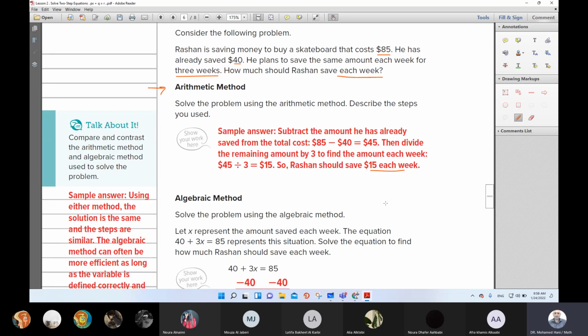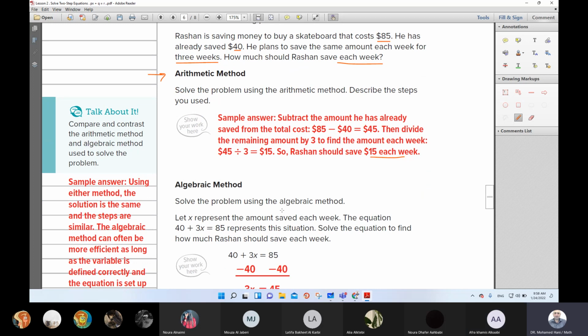The second method, algebraic method. Solve the problem using the algebraic method, represent the variable here. We don't know the amount each week, so represent x. Let x represent the amount saved each week. The equation will be: the remaining amount, here 40 plus 3 weeks times the amount each week, x, equals the total amount, which is 85. This is the equation. This represents the situation.